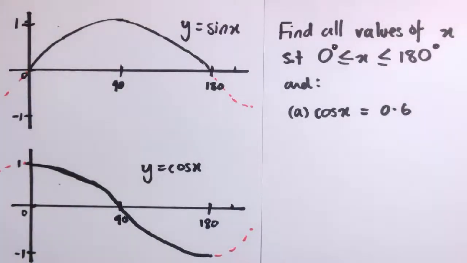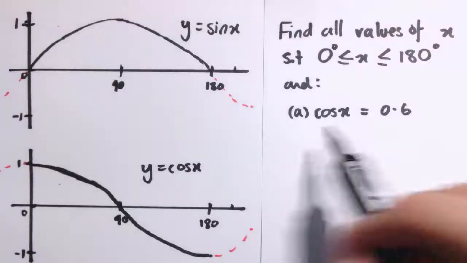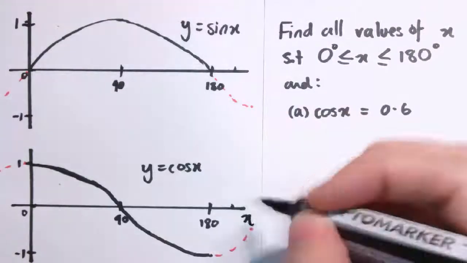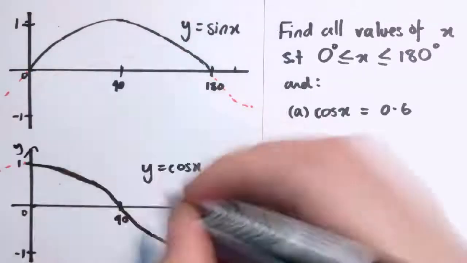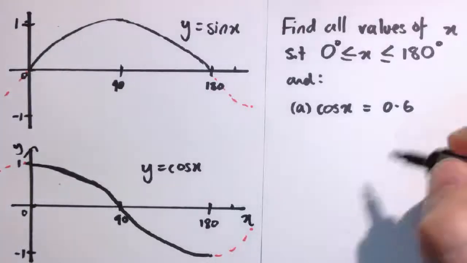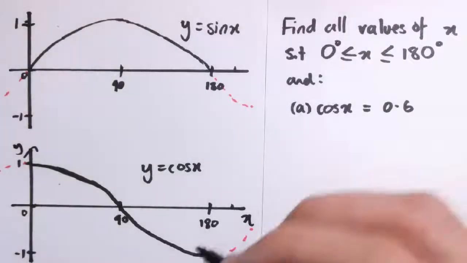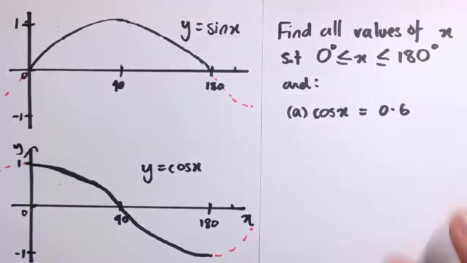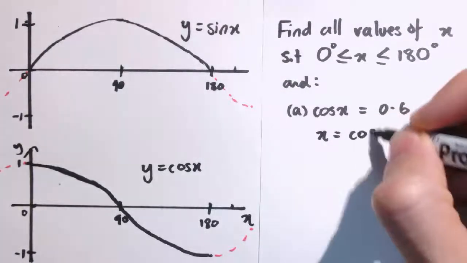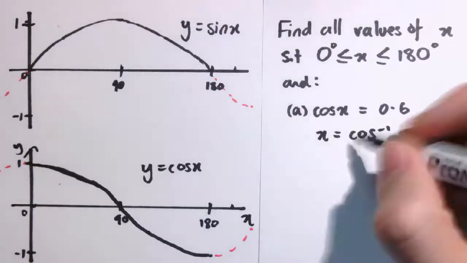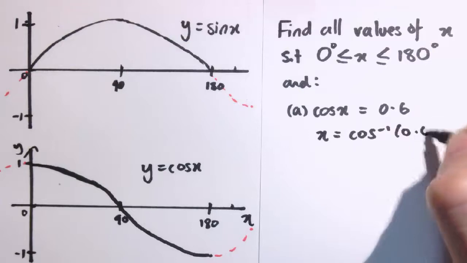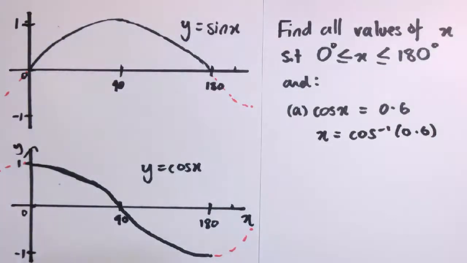So let's look at the first one then. We've got cos x equals 0.6. What I'm saying is, which x value gives us a y value of 0.6 on this graph? Thankfully we can get an exact answer easily with a calculator here. We can just say that x equals arc cos, or I'm going to use the calculator notation cos inverse, sometimes called arc cos, of 0.6, and then it's just a question of plugging this into the calculator.